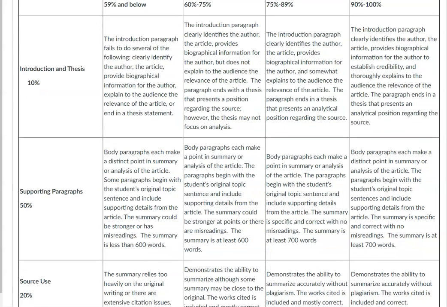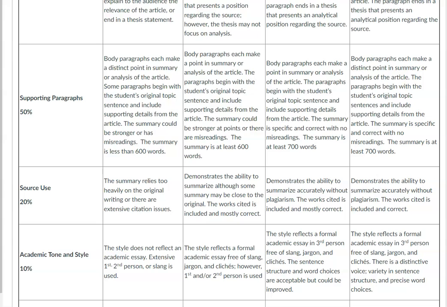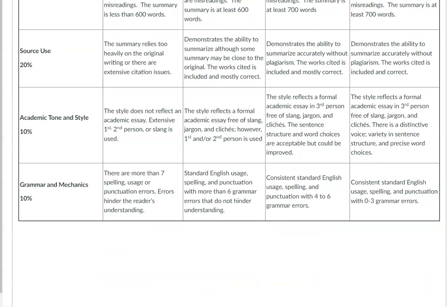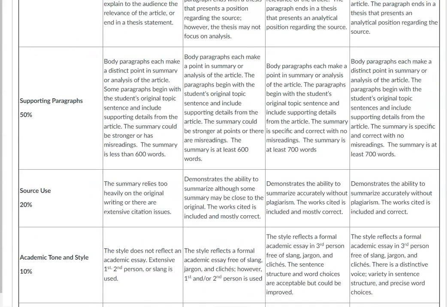Notice you have body paragraphs that need to make distinct points about the article. So as you're reading, you want to be thinking of 2 or 3, maybe 4 distinct points of things that you want to say about the article. Definitely use the source as evidence. We don't want to misread the article, so particularly make sure that you read all the way to the end. Pay attention to what's at the end of the plastic bag article, because sometimes people don't read all the way to the end and they kind of have a problem. We want to use that academic tone and style, and we want to just make sure that we don't have too many grammatical errors. So this is how it's going to be graded.